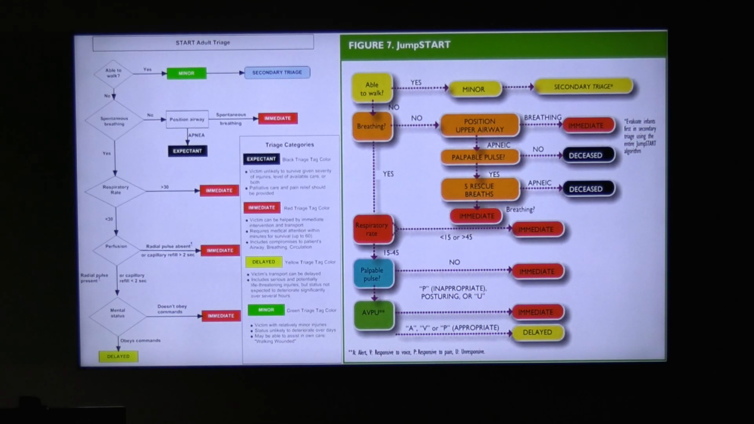Then if they are breathing, you go down to respiratory rate. The respiratory rate is a little bit different. Like the START method, we use 30 as the magic number for respiratory rate. Here, it's going to be less than 15 or greater than 45. So if a child has a respiratory rate of less than 15 or greater than 45, they are considered immediate. And if it is anywhere between 15 to 45, then you move on to check the palpable pulses.